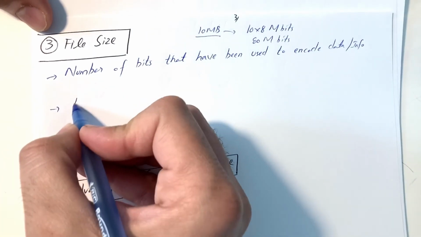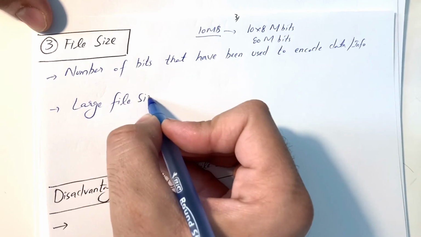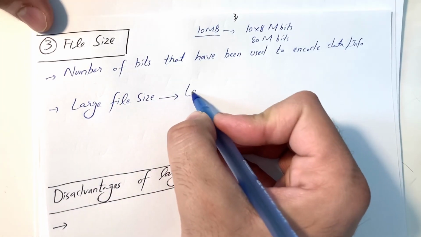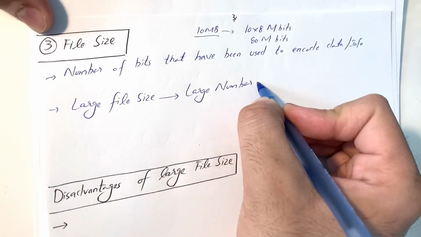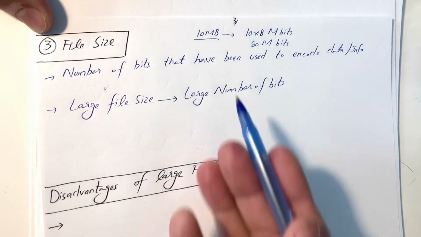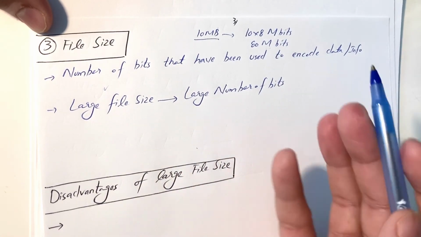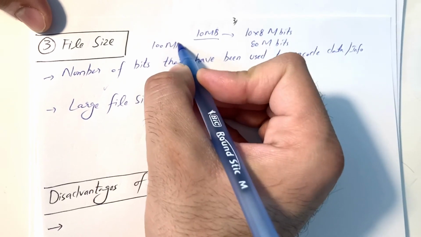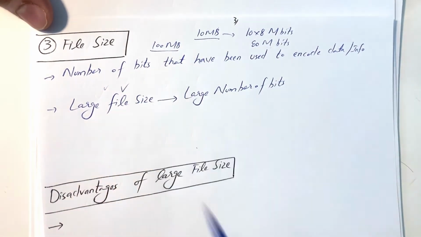So if you have a large file size, like if it has more information, more data, then a large number of bits. If you have more bits, automatically what will happen? The file size will be larger, like 10 MB, which is 80 megabits, approximately 80 million bits. If you have 100 megabytes, it means it has more bits. If you have more bits, automatically the file size will be larger.